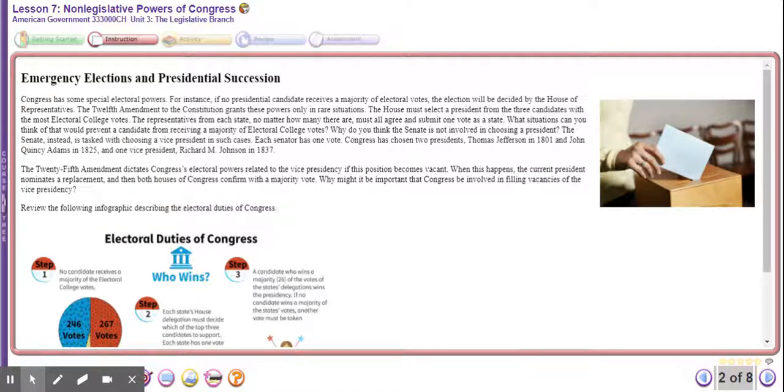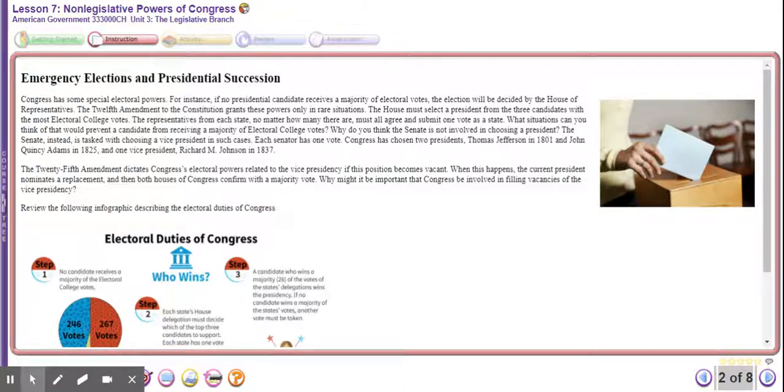Okay. The 25th Amendment dictates Congress's electoral powers related to the vice presidency if this position becomes vacant. When this happens, the current president nominates a replacement, and then both houses of Congress must confirm with a majority vote. Okay. Why might it be important that Congress is involved in filling vacancies of the vice presidency? So something to think about. But just look at the big picture here.